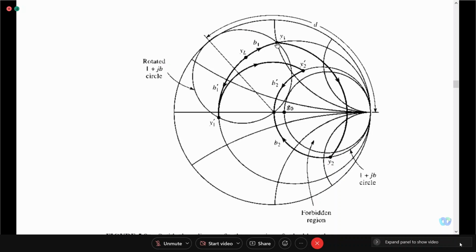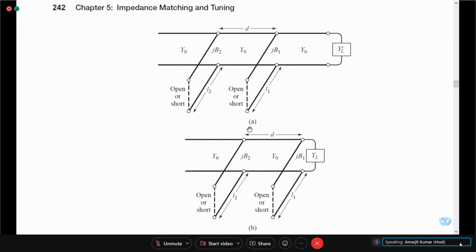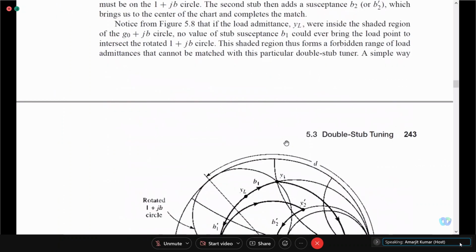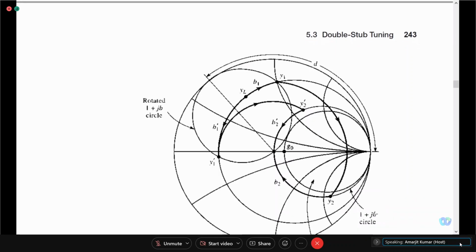So we are here at Y1. Now again see the circuit. Now what we want? We want to travel a distance D away from the load towards the generator. Towards the generator means clockwise rotation. So D distance clockwise from Y1, we have reached Y2, and from Y1 dash, we have reached Y2 dash. So from Y1, we have reached Y2 on this 1 plus JB circle, away from the load towards the generator.